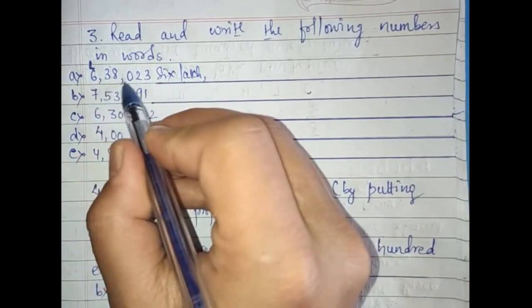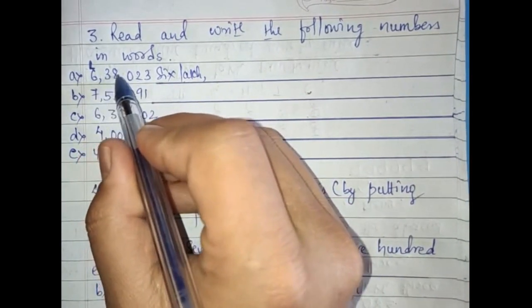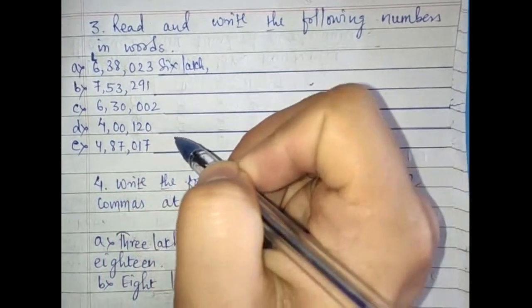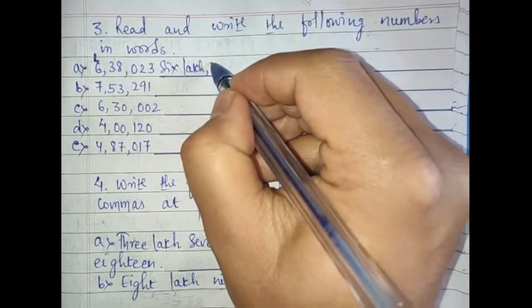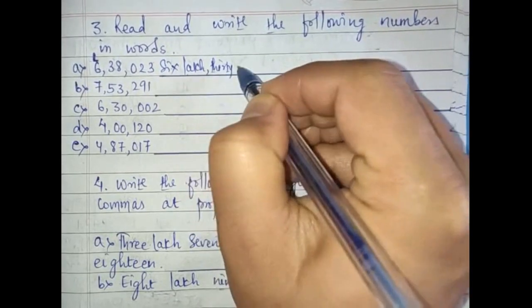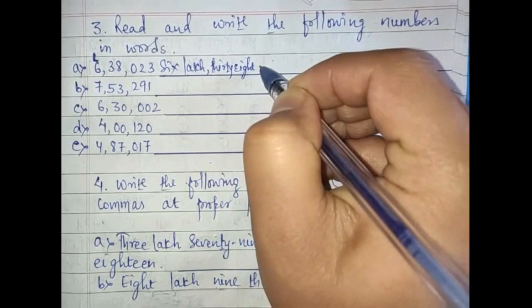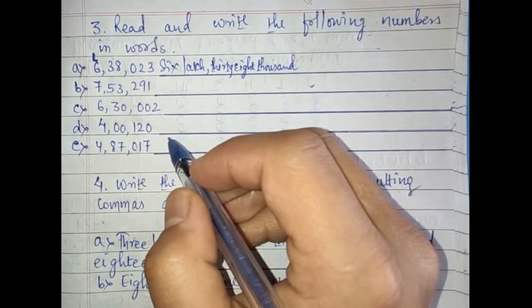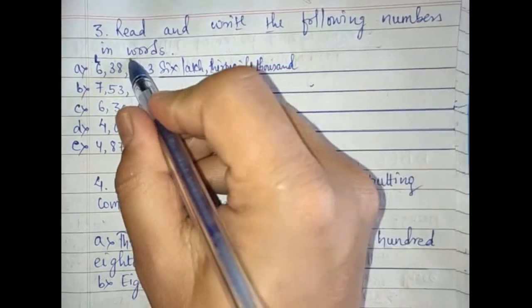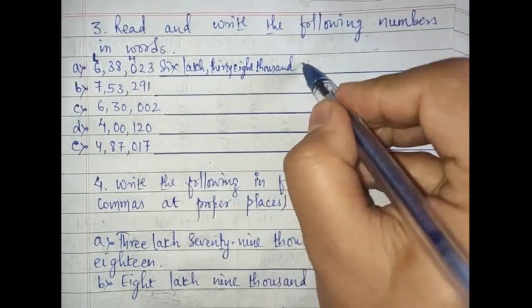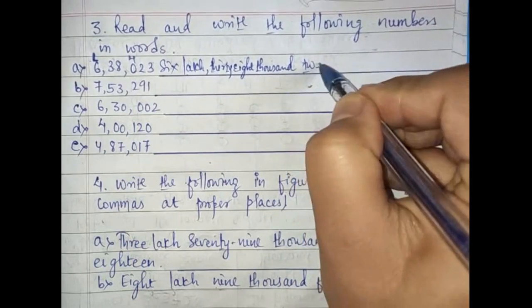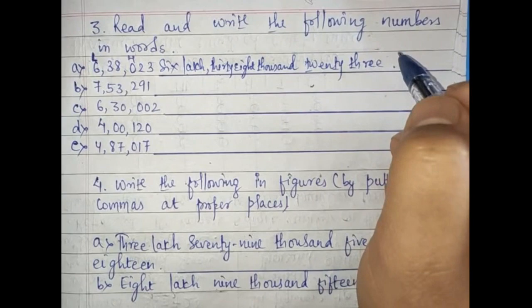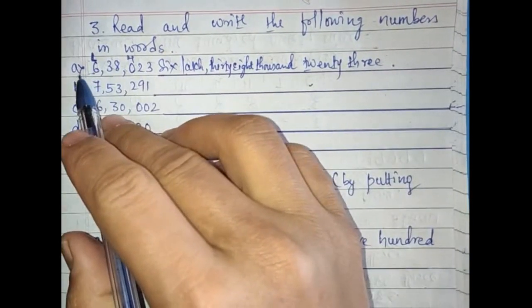Just see the comma here. This comma itself indicates that it is in the lakh form, the 10,000 form, and these are in the hundreds, tens and ones form. Okay. So 6 lakh 38,000. All right. In case of hundreds, there is 0, so don't count 0. Directly write 23. All right. So with this, we are over with number A.